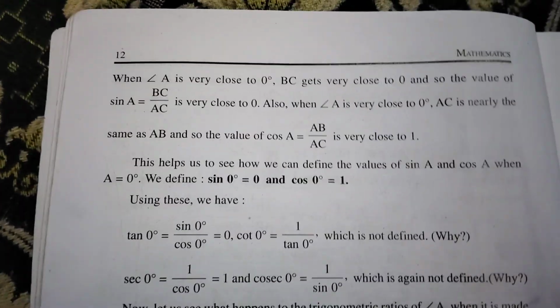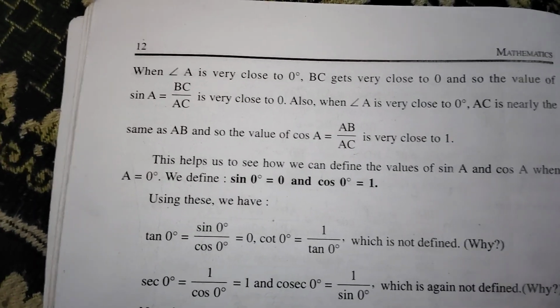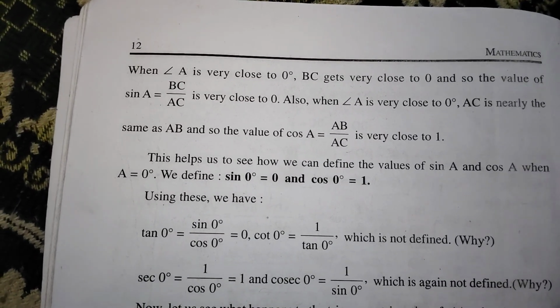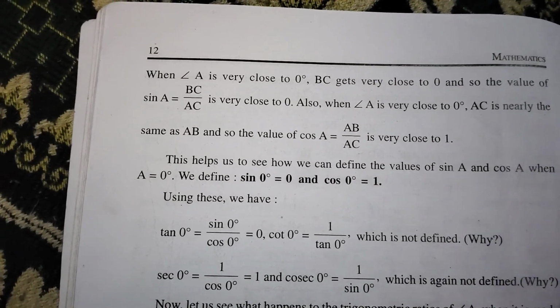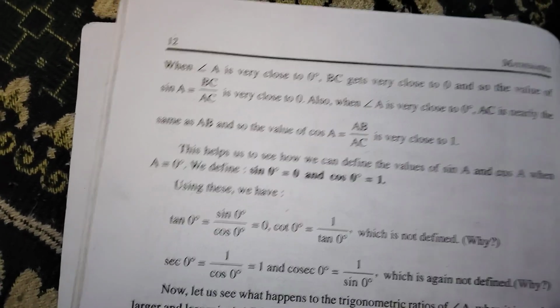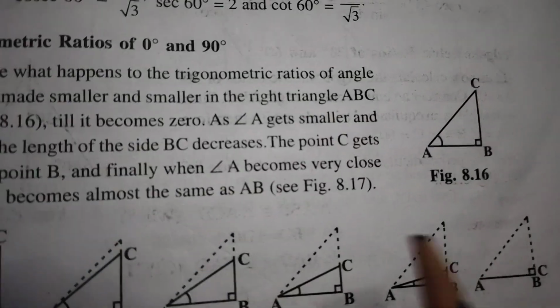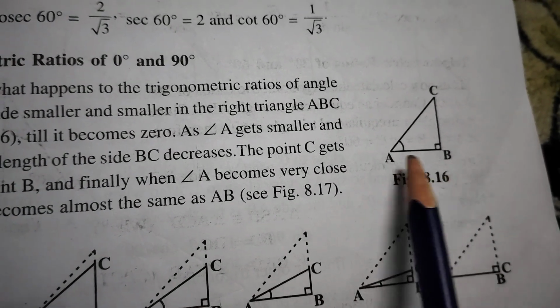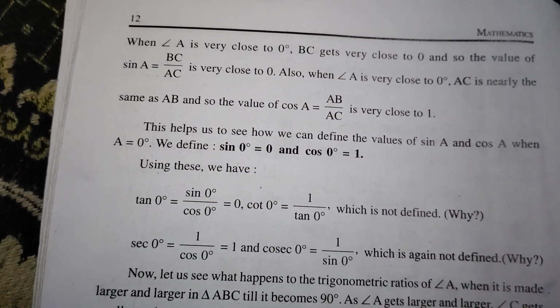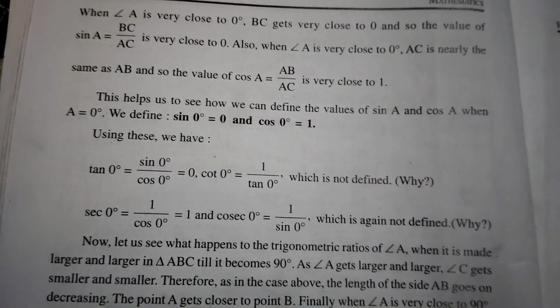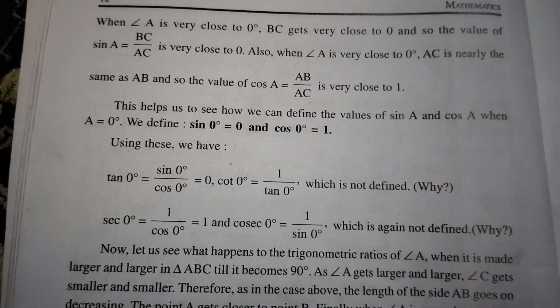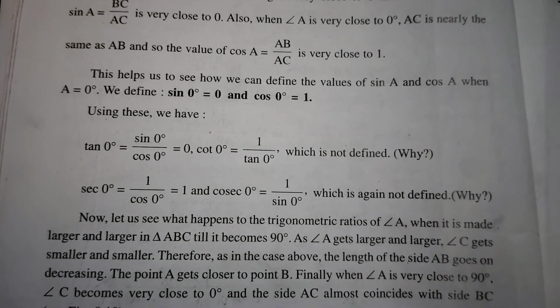Also, when angle A is very close to 0 degree, AC is nearly the same as AB, and so the value of cos A, which is equal to AB divided by AC, is very close to 1. This helps us to see how we can define the values of sin A and cos A.